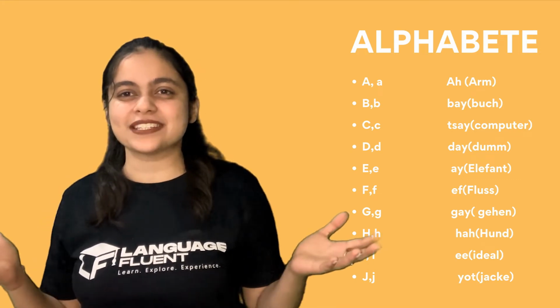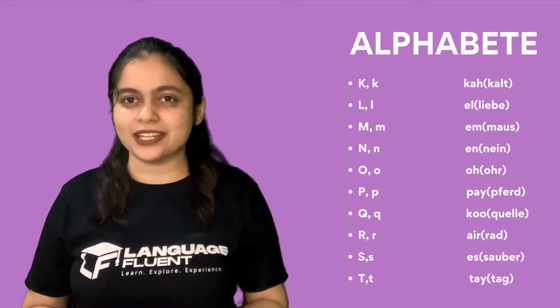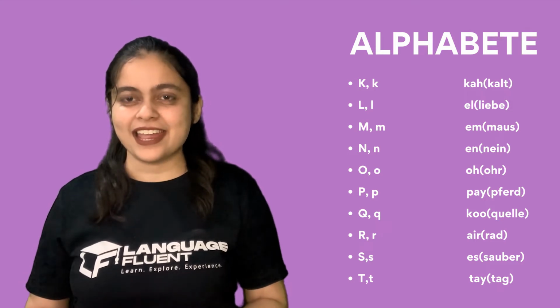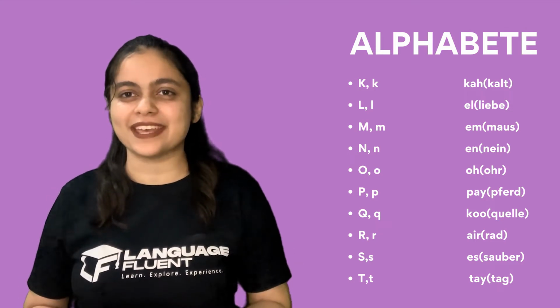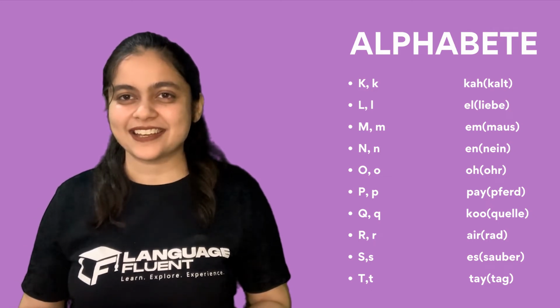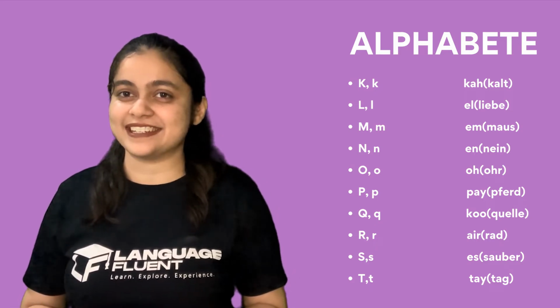Okay, that brings us to the next alphabet, K. K in German is pronounced as "ka". And the vocabulary for the same is kalt. Then comes the L, M and N.